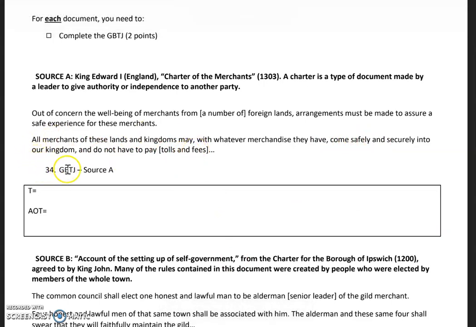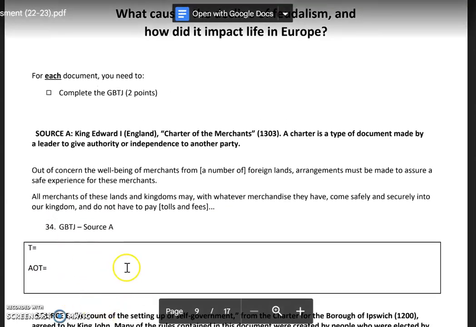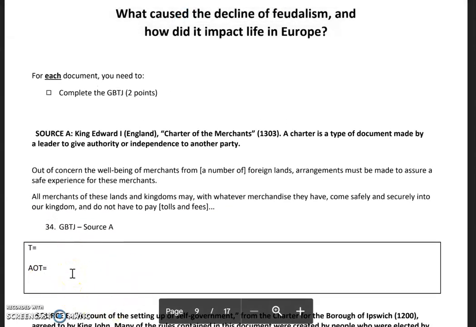Number 34, genre-based thinking job, source A. Pause right here and write the source in the box, and then you're going to click on the part 2 video to hear the rest of your test.